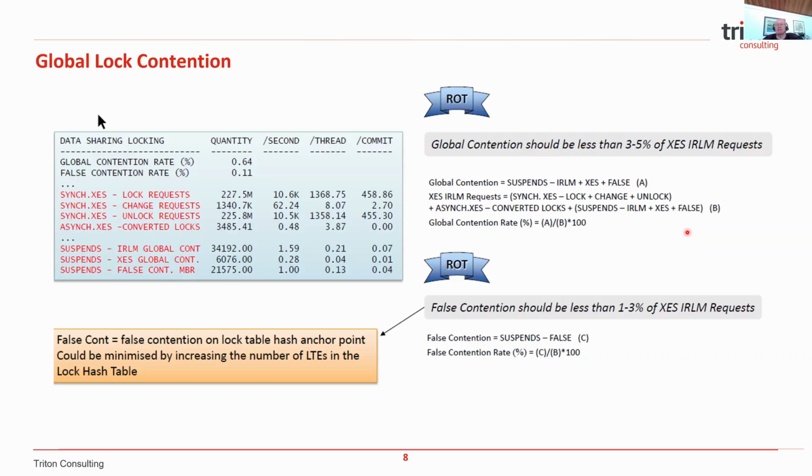And the second half of slide 8 offers a rule of thumb for false contention. In this case, the amount of false contentions should be less than 1 to 3% of the total number of XES IRLM requests.